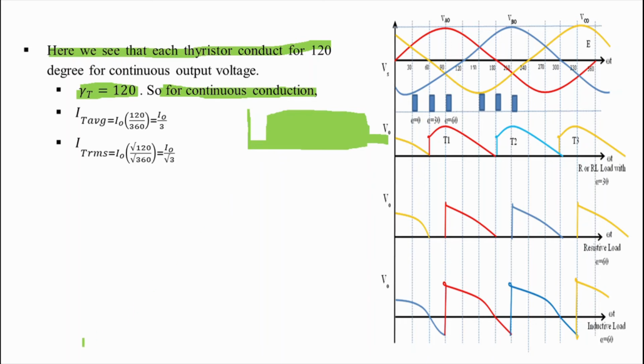And to find the average thyristor current for continuous conduction mode, what we have to do? We have to multiply this maximum value I0 by the conduction angle of the thyristor divided by the time period. Here the thyristor conducts for 120 degree, so the conduction angle is 120 degree and the time period of the waveform is 360. So simply writing in this way, we will get I0 by root 3. Now what is the RMS thyristor current for continuous conduction mode? That will be equal to this expression. We have to simply take the root of this 3. These are all shortcut methods.